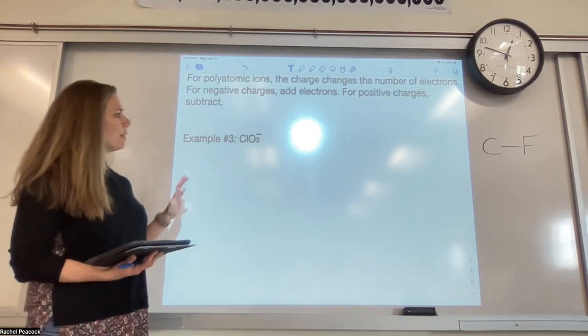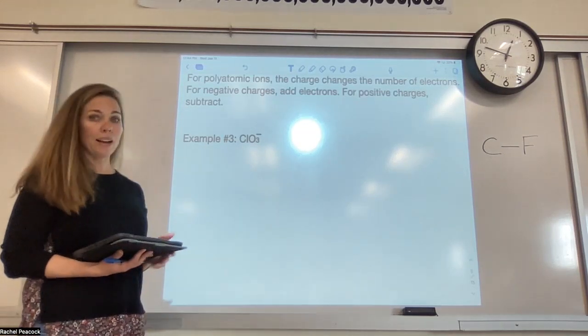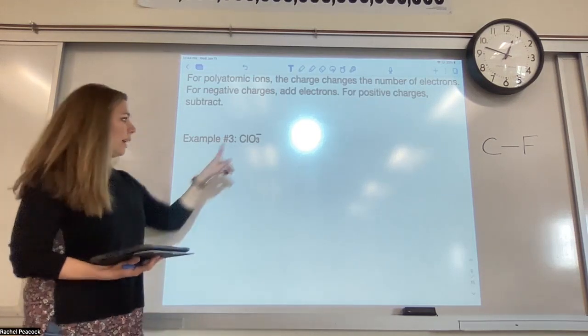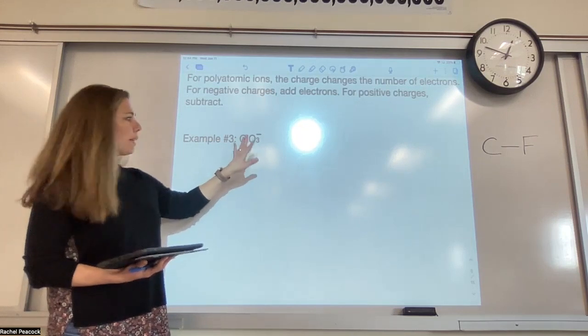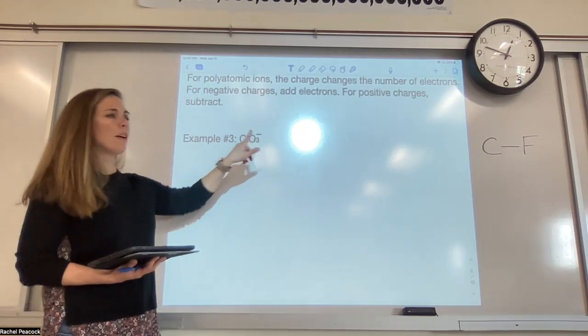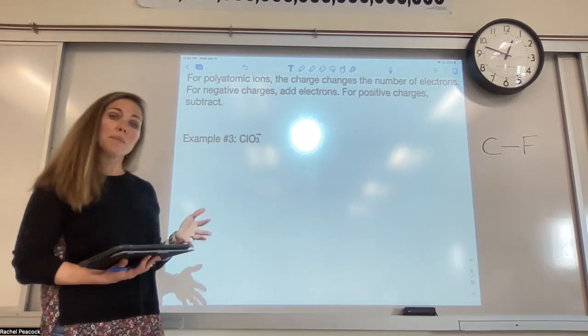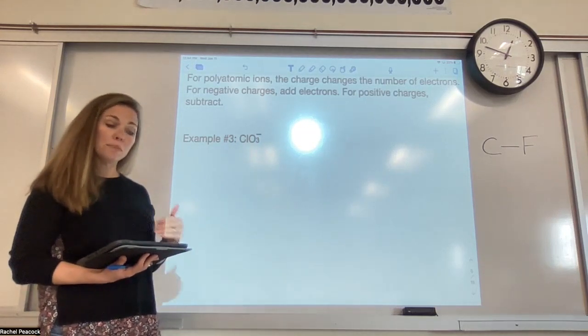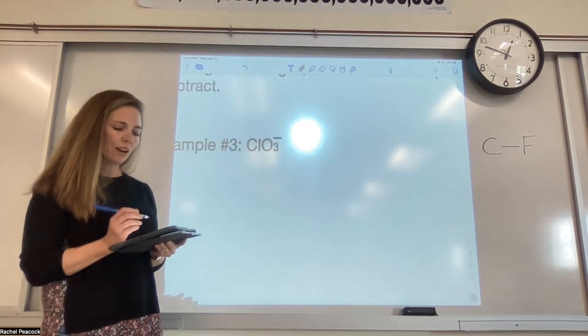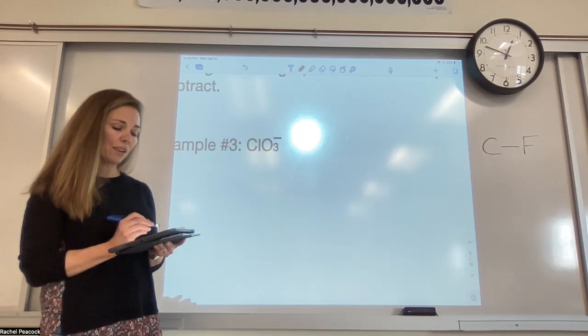Okay. So we're going to start with a polyatomic ion, and this is the chlorate ion. And the formula is Cl, that's chlorine, O3 minus. Okay. Well, you know that the minus basically means that an electron has been gained. Okay. So when you're counting valence electrons, you have to take into account that charge.